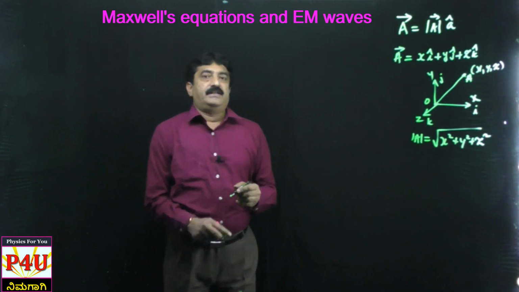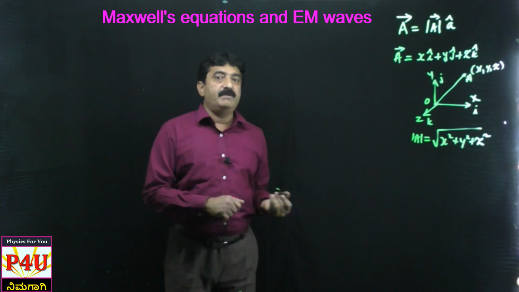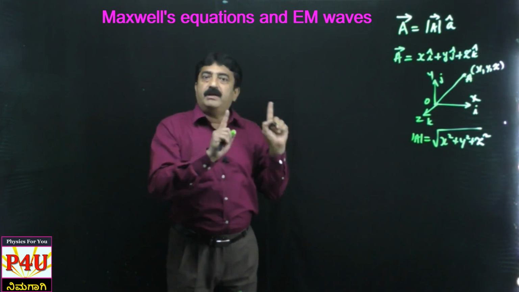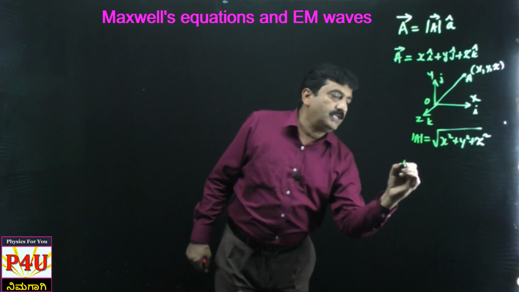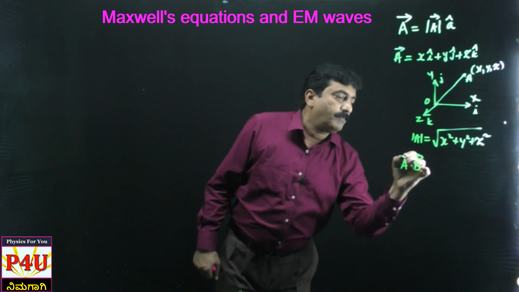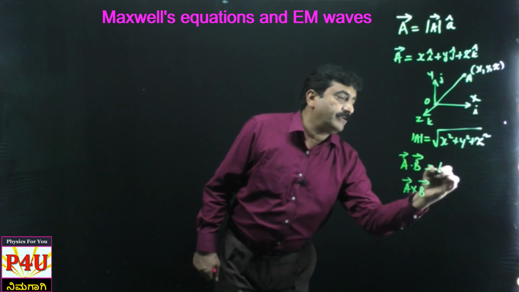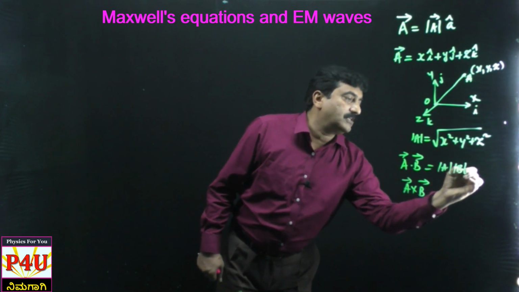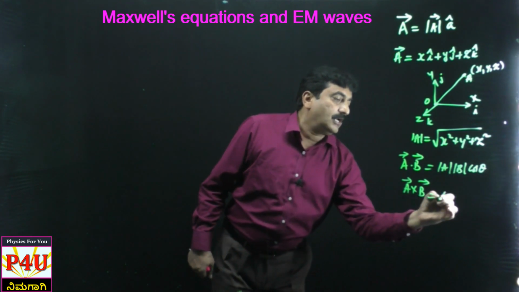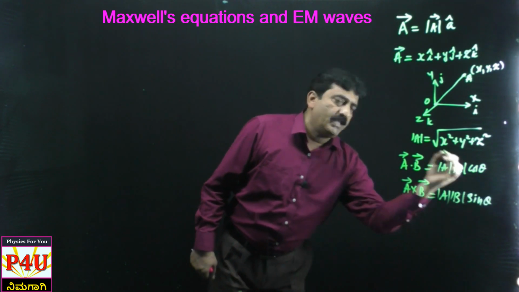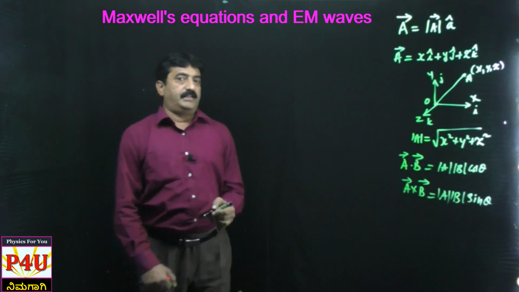Now these vectors can be added, subtracted, and multiplied. Addition and subtraction are not required, so I go directly to multiplication. There are 2 types of multiplication: one is the dot product, another is the cross product. The dot product is modulus of A, modulus of B, into cos theta. The cross product is modulus of A, modulus of B, into sin theta. Even this is very basic. You studied this in PU.